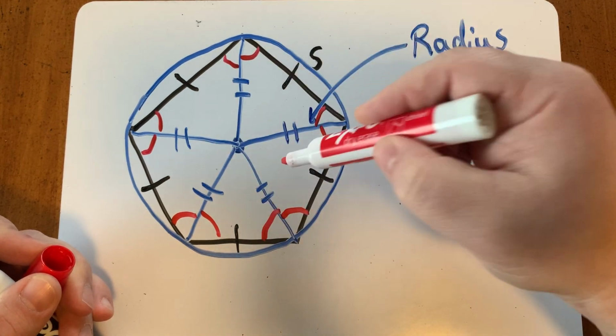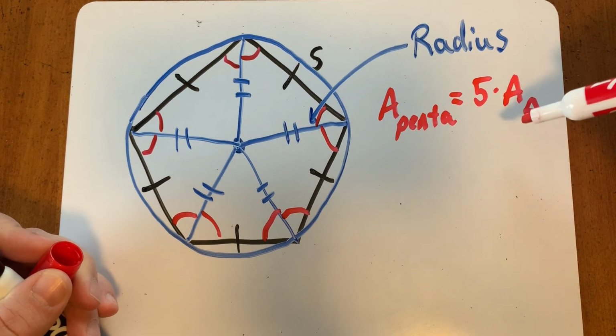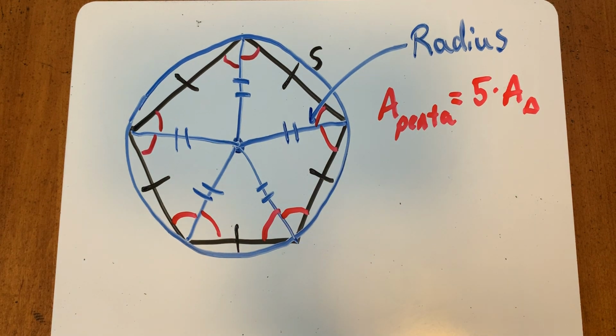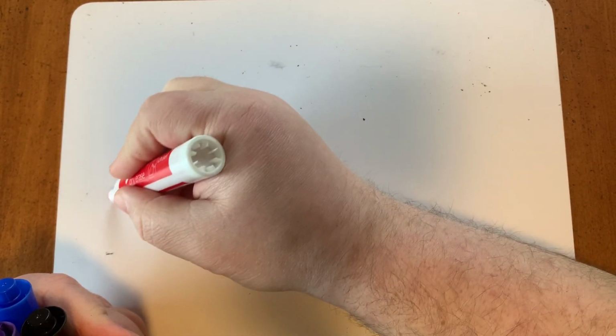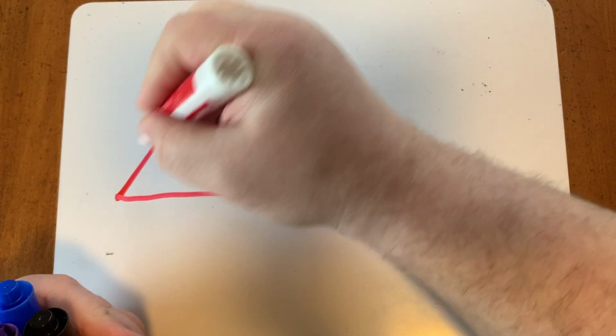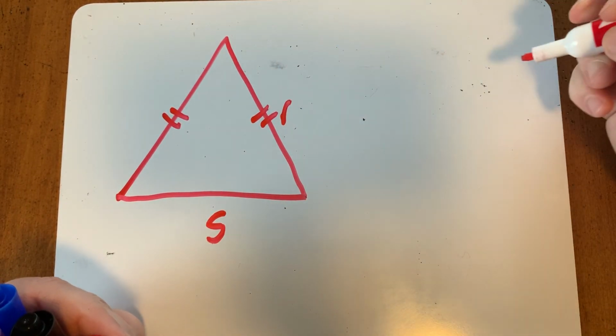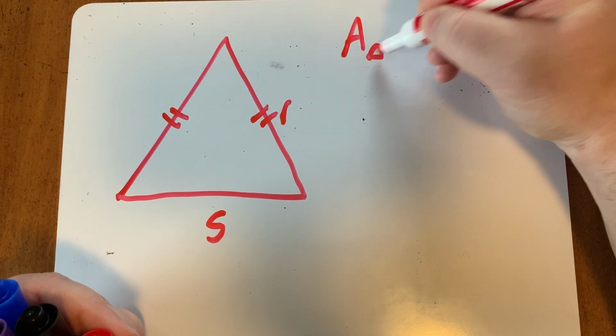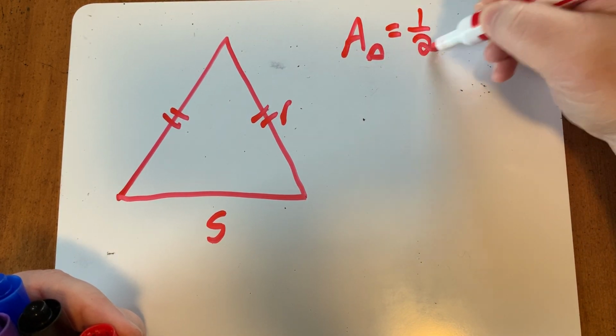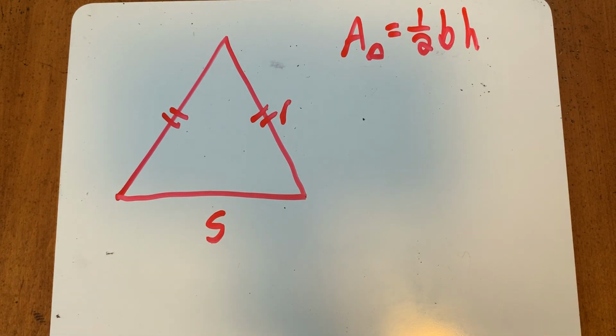So if we can find the area of one of these triangles, we can find the area of the whole pentagon. So I'm going to take one of those triangles onto a new slide, or whiteboard, whatever. You guys get it. So we have that isosceles triangle. The two radii, the side length, and we know the area of a triangle is 1/2 base times height.